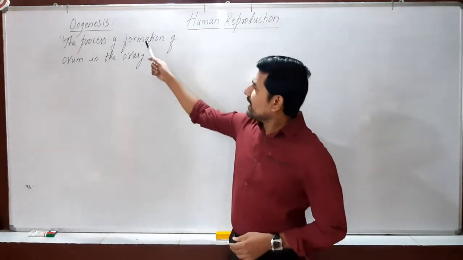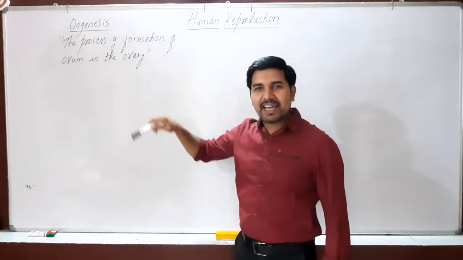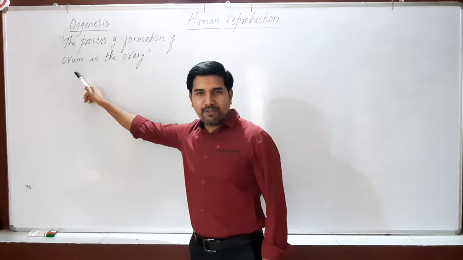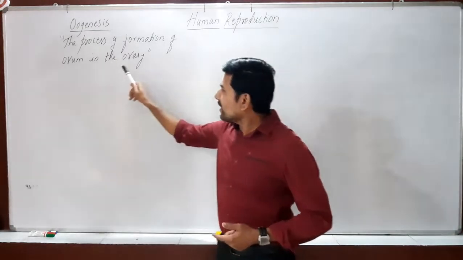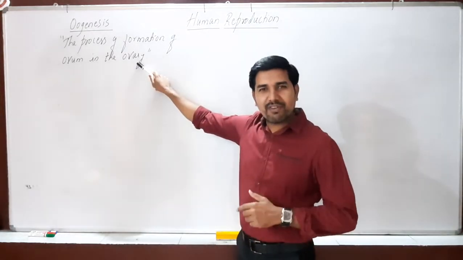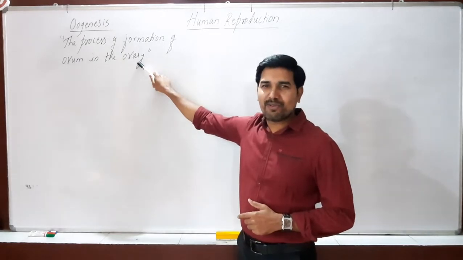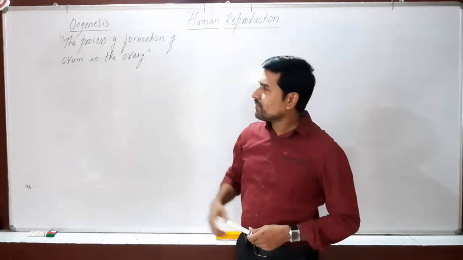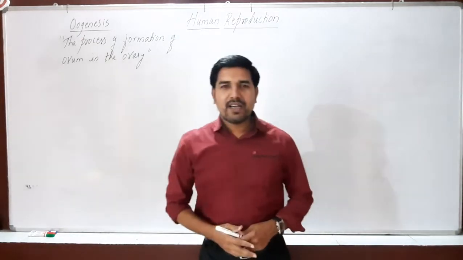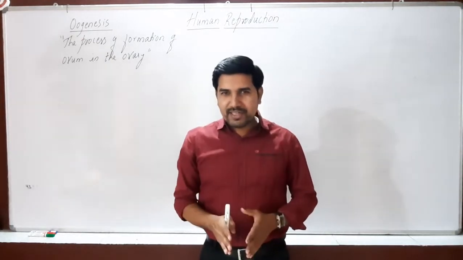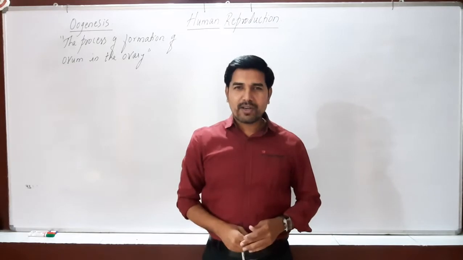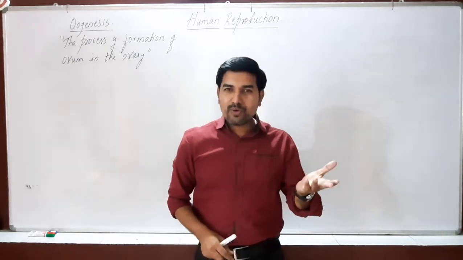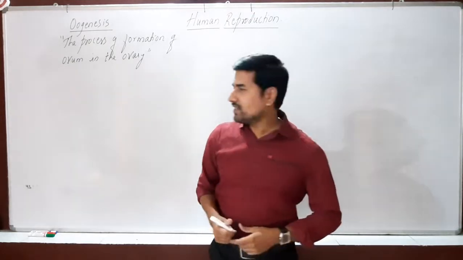Now look at this. In the oogenesis, what exactly is formed? Ovum is formed. Where is it formed? In the female gonad. Which is the female gonad? Ovary is the female gonad. So this is regarding oogenesis. Now first let's understand what exactly is oogenesis, how exactly the steps will occur. Then later on we'll go to the additional concepts of oogenesis.